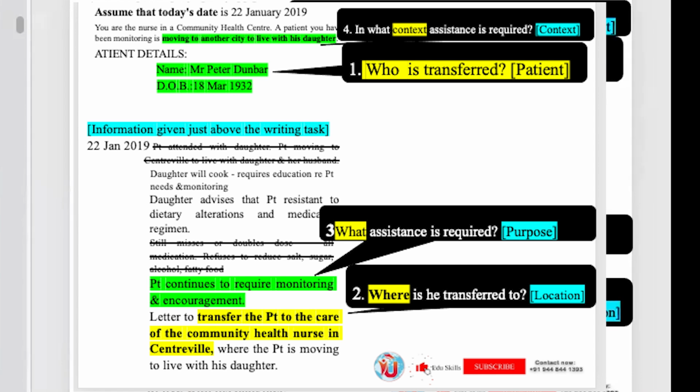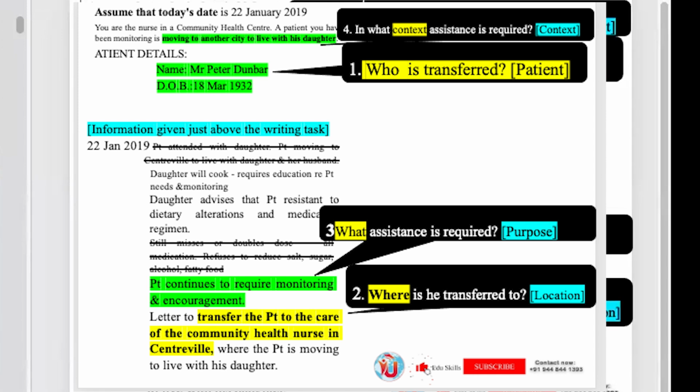Who is transferred? It's here at patient details. Patient details. It is given there. Who is transferred? And second one, where is he transferred to? Location is given here, just above the writing task. Letter to transfer the patient to the care of the community health nurse in Centerville, where the patient is moving to live with his daughter.